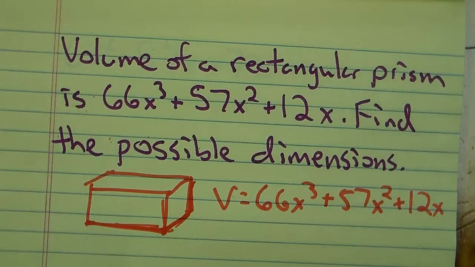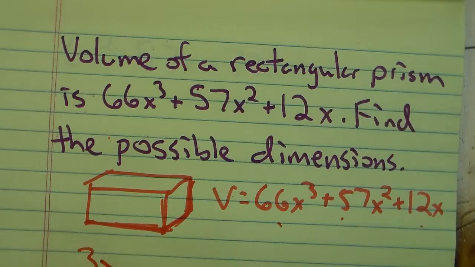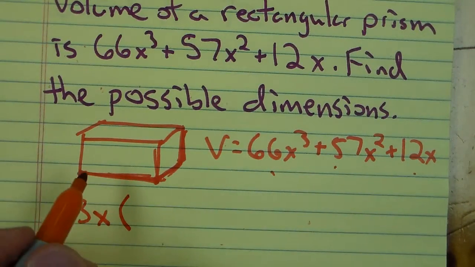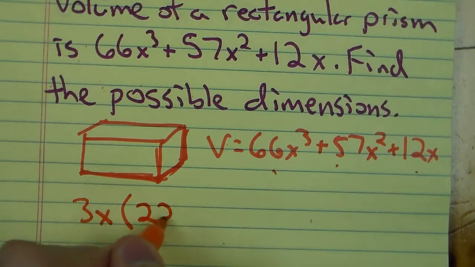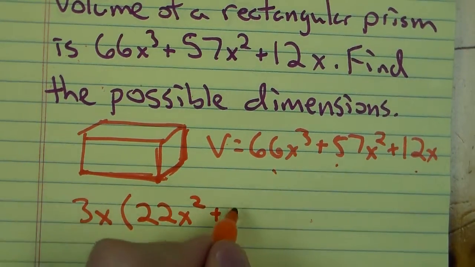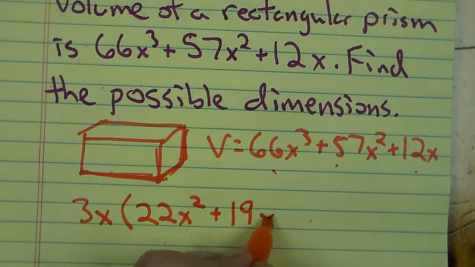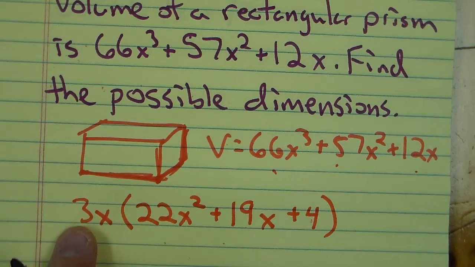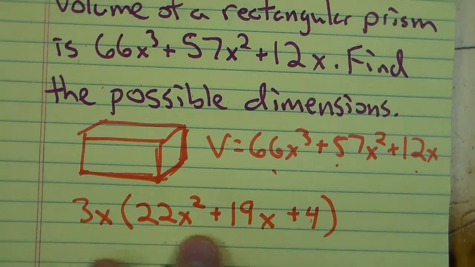Now before I get to factoring this trinomial like we've been doing so far, I notice they all have something in common. I can actually probably take out a 3 from all of these numbers, and they all have an x in them as well. So let's take out a 3x. That leaves me with here 22x squared, 57 divided by 3 is 19, so that's a 19x, and then plus 4. So now we've taken out that 3x, and we have some nicer numbers.